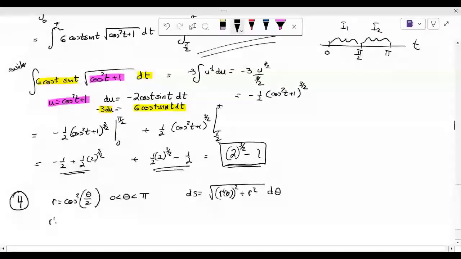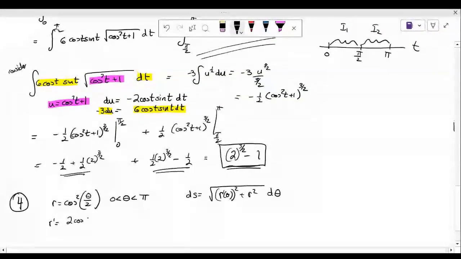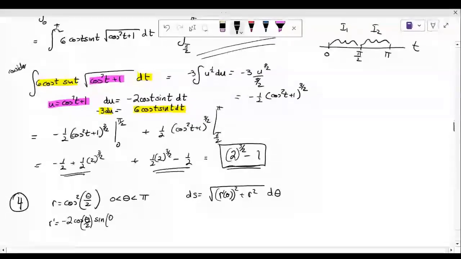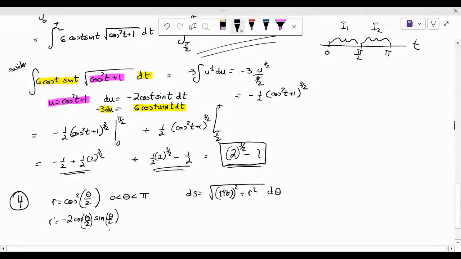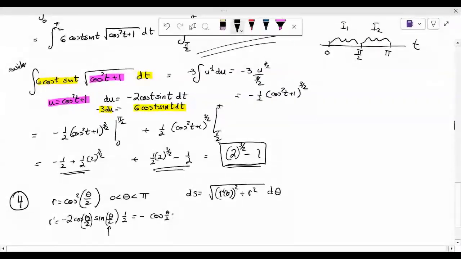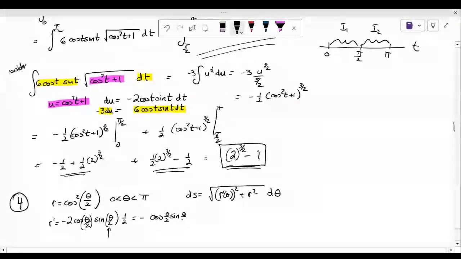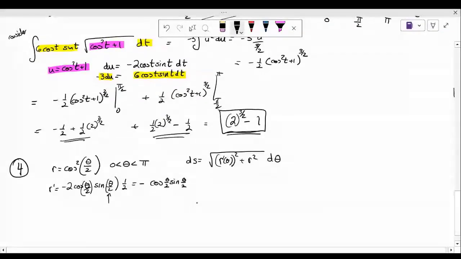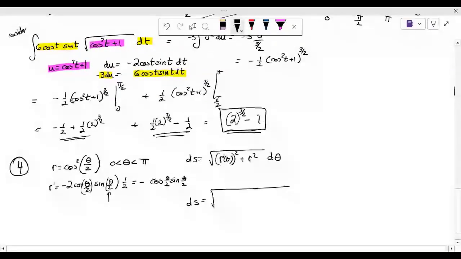Right, so the derivative here would be 2 cosine, negative sine, and don't forget that triple chain rule, right? And then we still have to multiply by the derivative of the inside, theta divided by 2. The derivative of that is 1/2. All right. Then we plug that into our differential length element formula for polar.